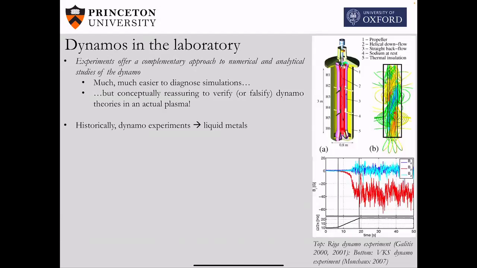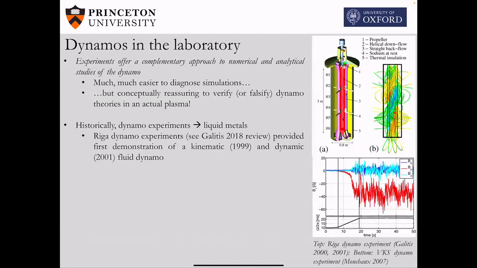So historically, the first dynamo experiments were performed in liquid metals. The most famous of these was the Riga dynamo experiment. There's a very nice review a few years ago about this, where the vessel, the Riga dynamo, is shown here on the top right, and basically a helical liquid sodium flow was found to produce the first kinematic dynamo, and then subsequently a dynamically significant field a few years later. Here you have helical flow going down and then a backflow in the pink regions, and the resulting field is shown on the top right here.